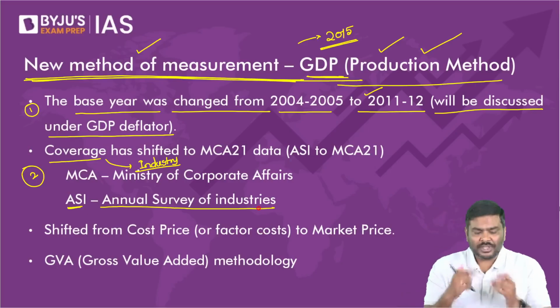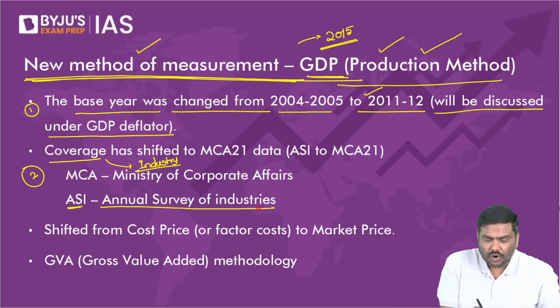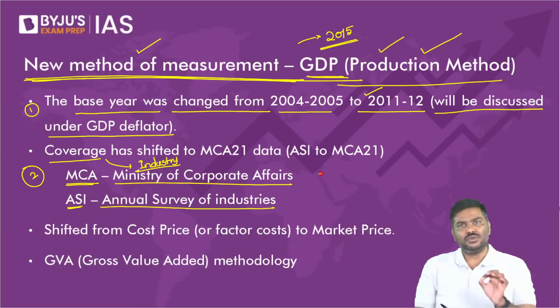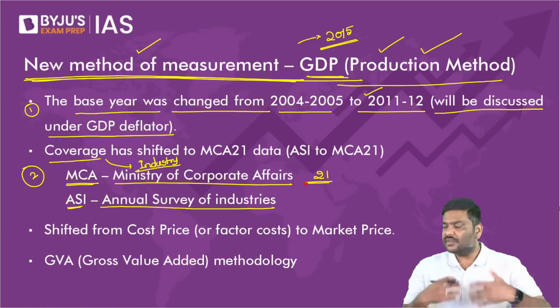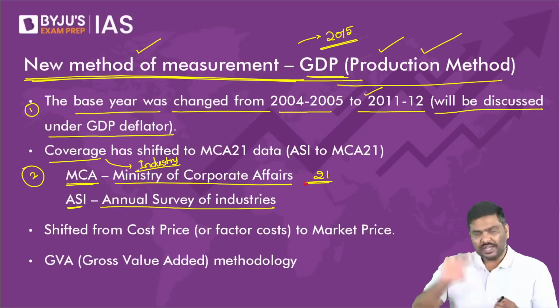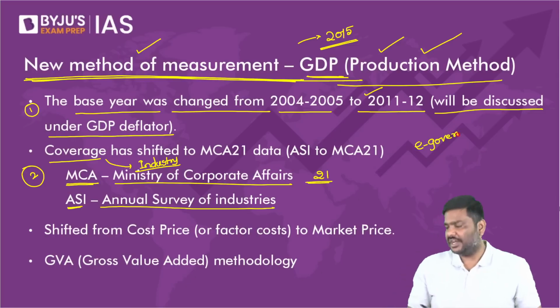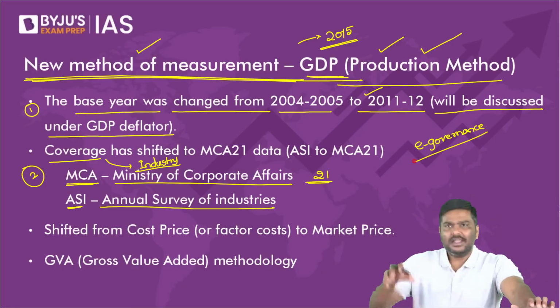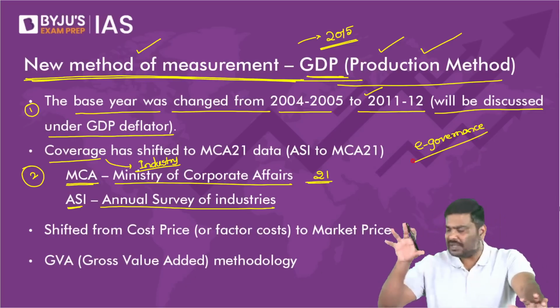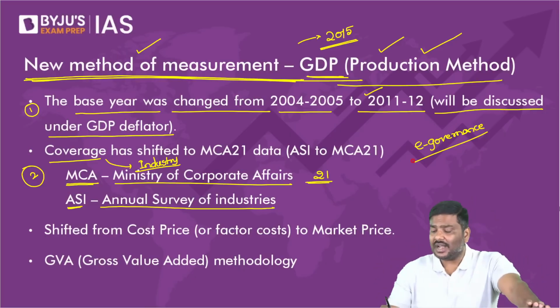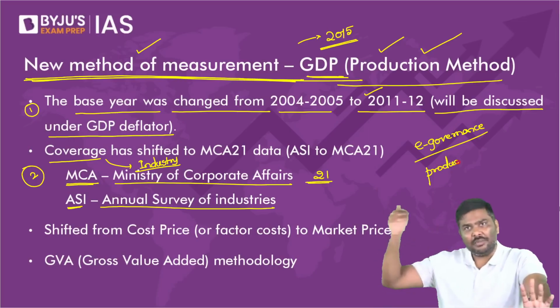We used to conduct surveys and collect the data through the Annual Survey of Industries. Now, under the new methodology, we have shifted to a new system called MCA 21, Ministry of Corporate Affairs 21. Now, what is this MCA 21? MCA 21 is a type of e-governance initiative. Government of India has identified around 5 lakh companies in India, and these companies will have to submit their production data themselves to the Government of India.